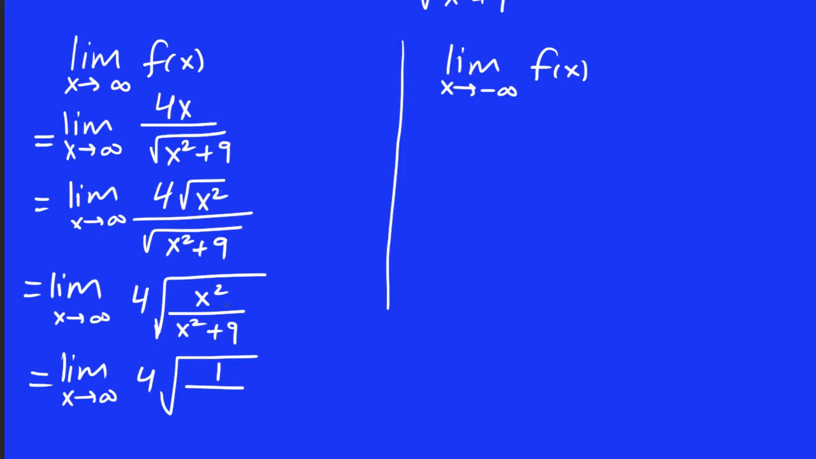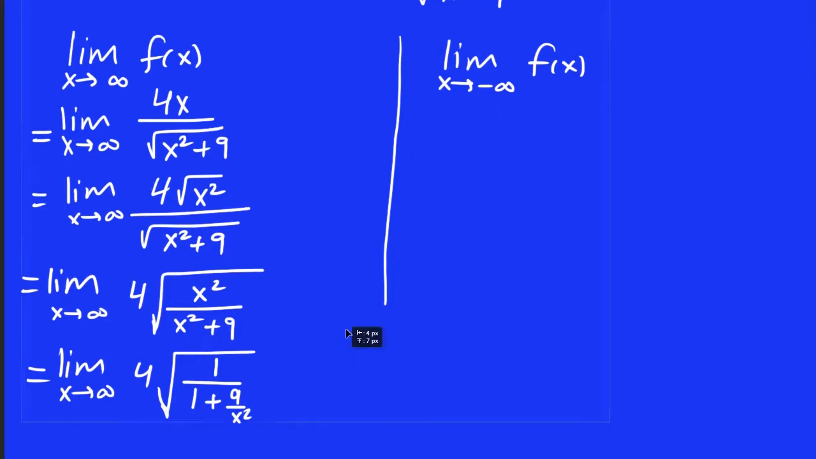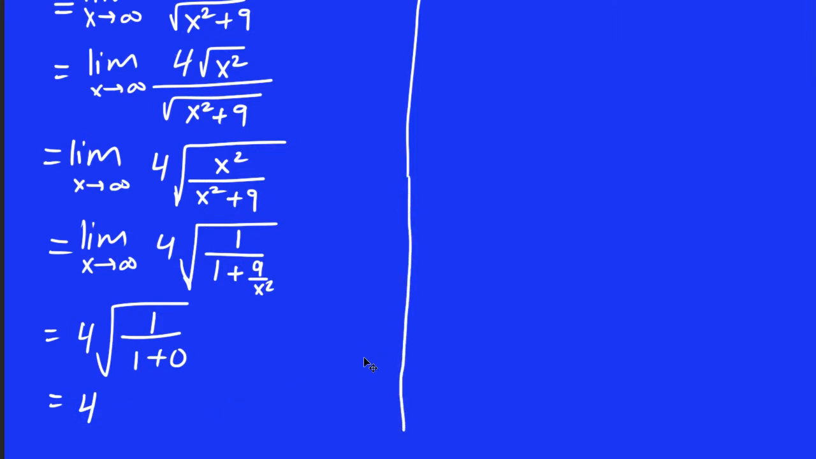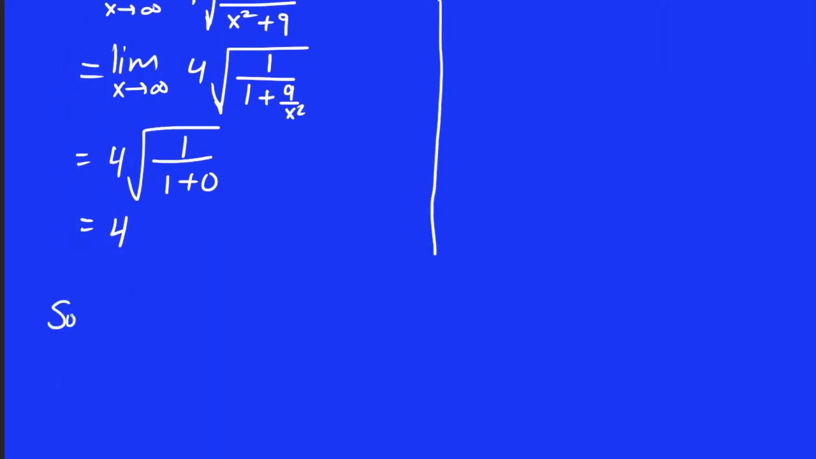So we get 1, this is also 1, and this is 9 over x squared, right? Now the thing is, when x goes to infinity, 9 over x squared goes to 0, right? So we can now do the limit. This is 1 over 1 plus 0. And this is just the root of 1, which is 1, so this is 4. Okay, so we've actually discovered a horizontal asymptote. So y equals 4 is a horizontal asymptote. I'll just abbreviate that as HA.